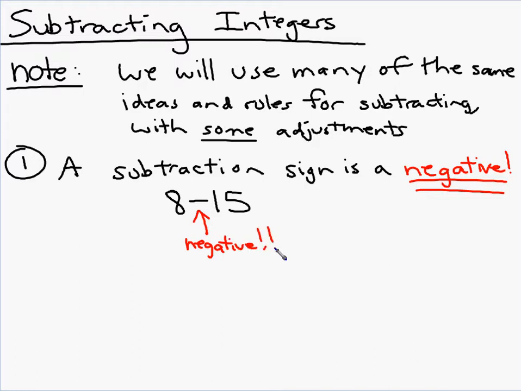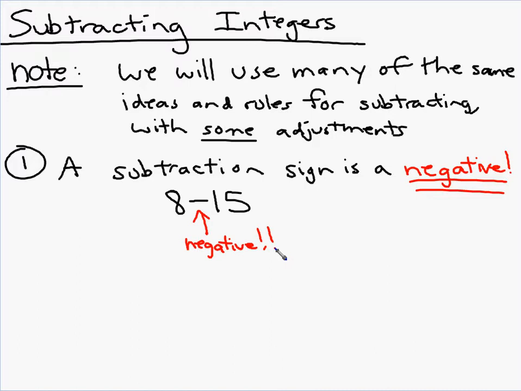Put that in your notes. Label it. It even looks like a negative, doesn't it? A subtraction sign looks like a negative. It is a negative. Okay? We're not going to rewrite this as 8 plus a negative 15. All that does is it winds up confusing people.